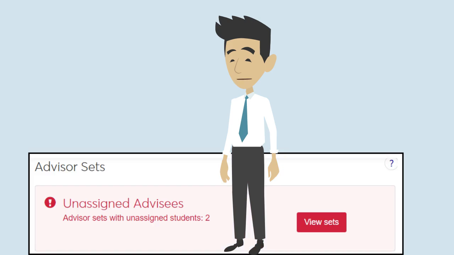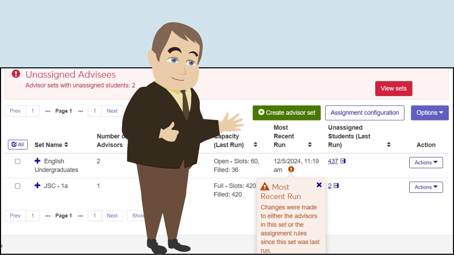Yes. What's the Unassigned Advisees banner about? I'm glad you asked. Click it to filter the list to only the sets that have unassigned students. You'll find out if changes were made to the set since the assignment process was run, or if students can't be assigned because a set is full.